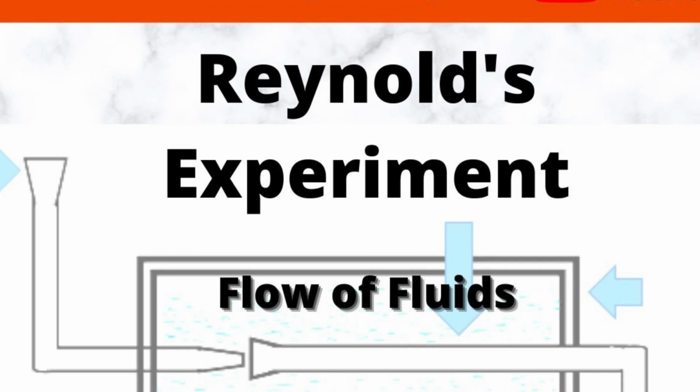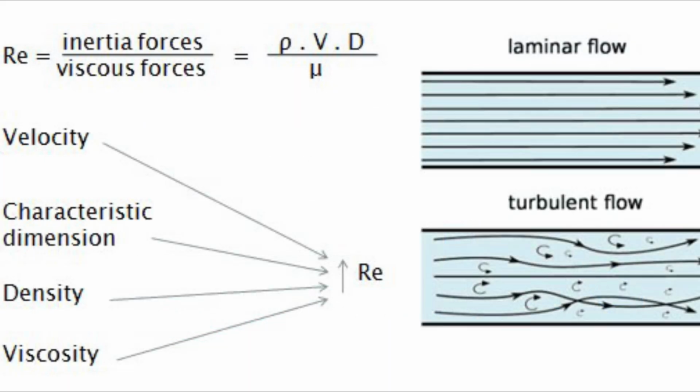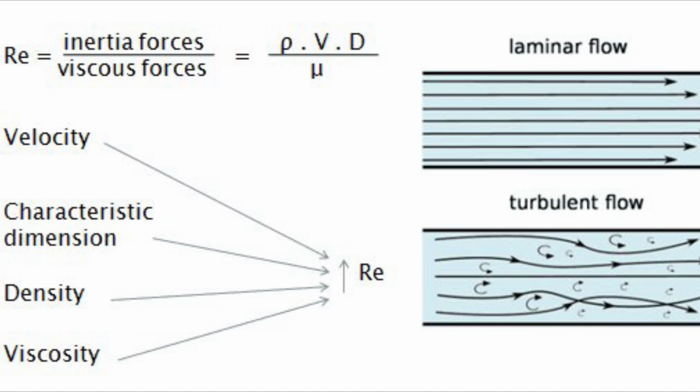Now, before we start, it is important to know what Reynolds number actually is. The dimensionless quantity characterizes flow patterns through properties in the fluid and the fluid's velocity, and it can be determined by the equation that I'm showing on screen right now.